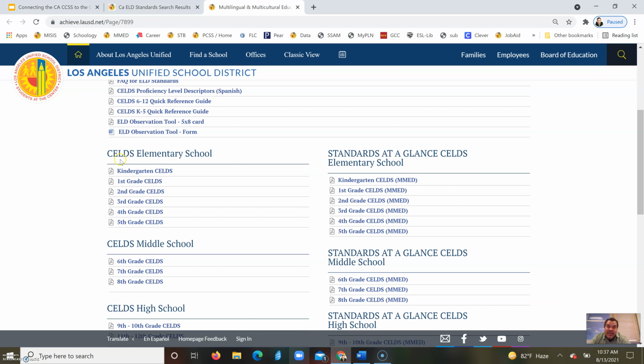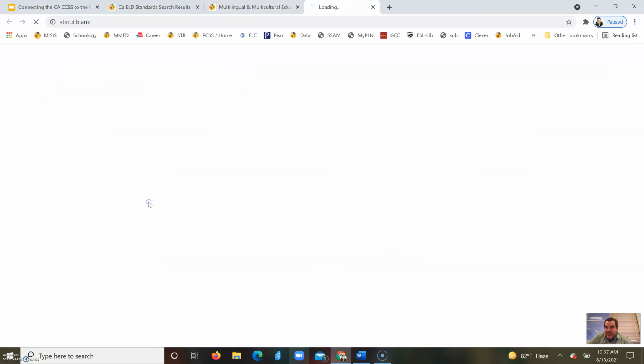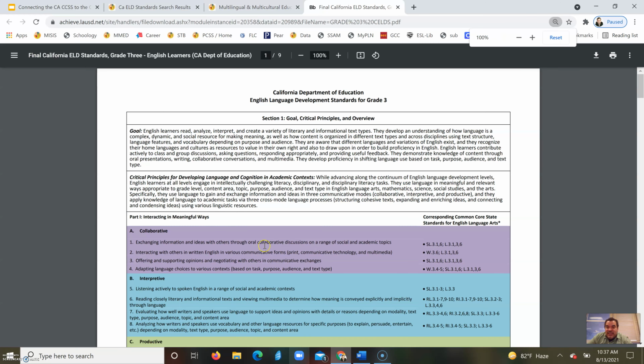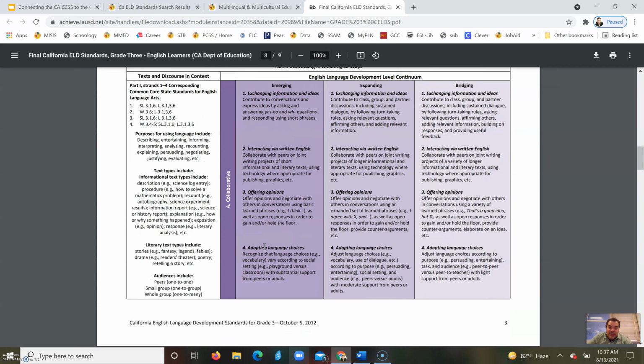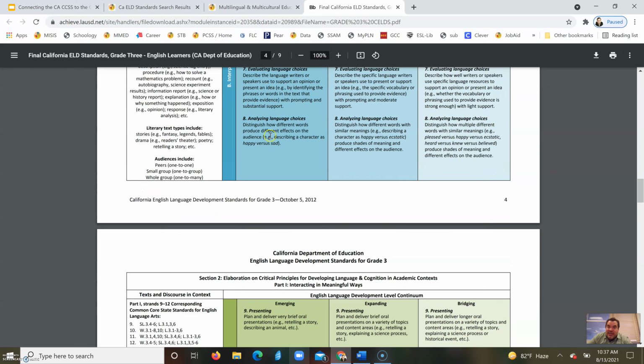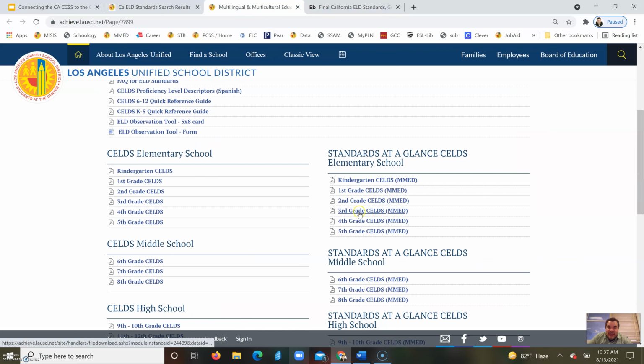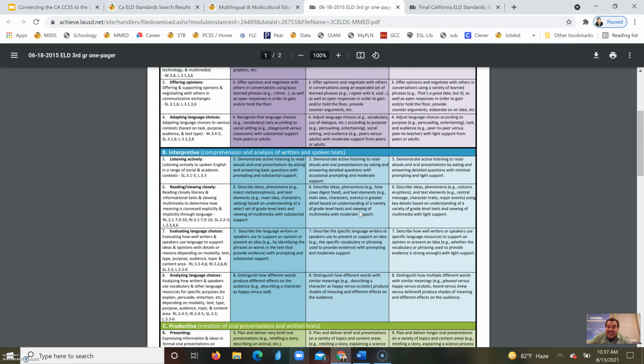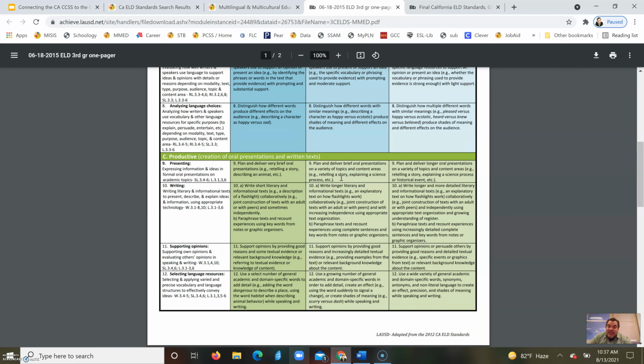The CELDS Elementary School standards are more drawn out, whereas the standards at a glance are probably the ones that you're more used to seeing. They are that one pager, one legal size pager. So click on your standard, and we can see that this one is the drawn out one, which has all the standards page by page. And if we went back and look at the standards at a glance, third grade, we can see that this is more condensed. Let's go back to the presentation.